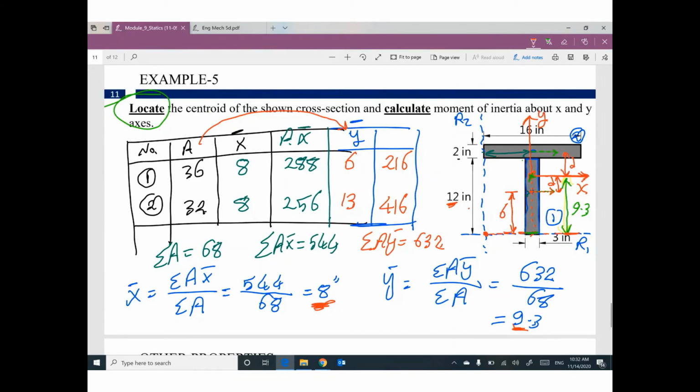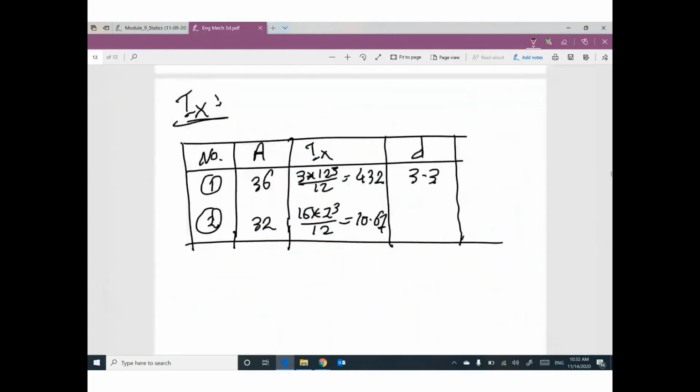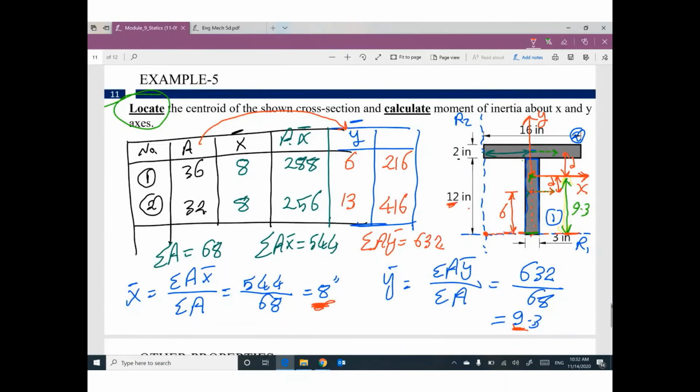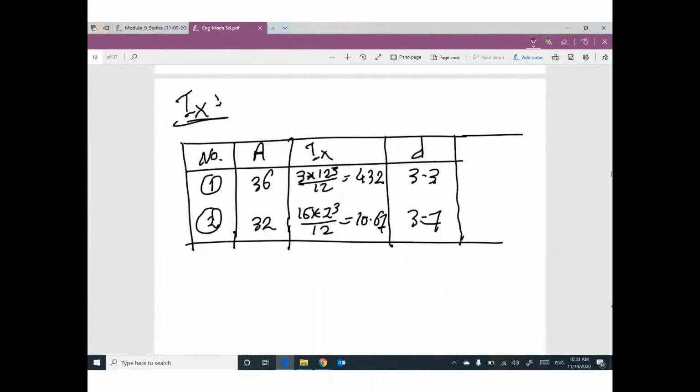What is this distance? It will be 13 minus 9.3 equal 3.7. By the way, the distance between the assumed x-axis and the bottom is 13, and this distance is 9.3. If you subtract both of them, you can figure out this distance. We need to add another column, area d square: this column times this column square.